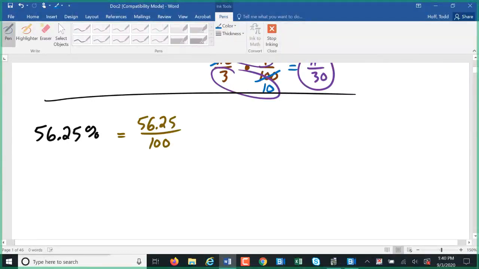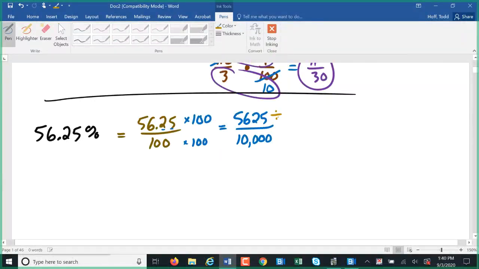Now, when we were dividing decimals and we wanted to get rid of the decimal, we counted the number of decimal places and we multiplied by 10 or 100 or 1,000, whatever we needed to get rid of it. Same thing happens here. There's 2 decimal places here. To get rid of 2 decimal places, I multiply by 100. Of course, since that's now a fraction, I have to multiply both the numerator and denominator by the 100. 56.25 times 100 is 5,625. And 100 times 100 is 10,000.